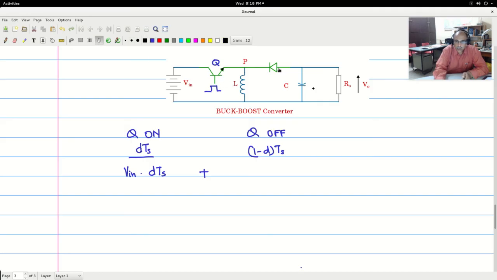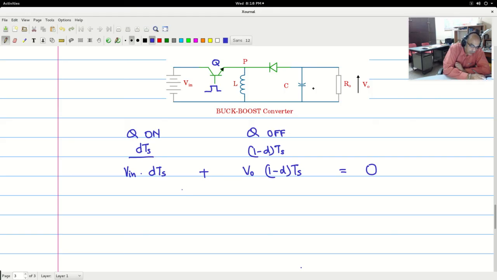During the time when it is off, Q is removed and the diode is connected, because the inductor is freewheeling in this fashion. So let me assume the same direction and evaluate for the voltage across the inductor. So when the diode is connected here, it is V0 that comes into the picture directly across the inductor, and it will be V0 into (1 minus d)Ts. Now this should be equal to 0.